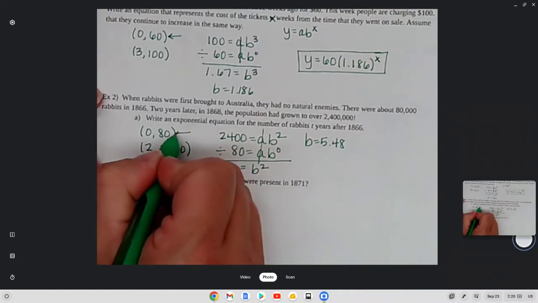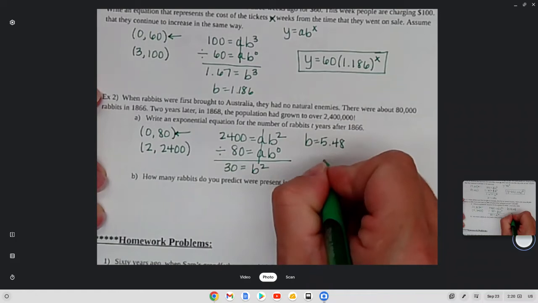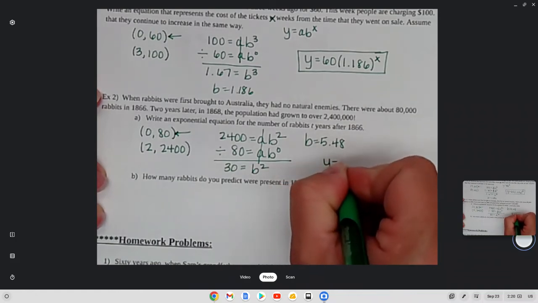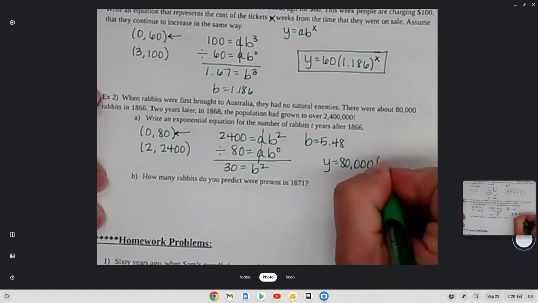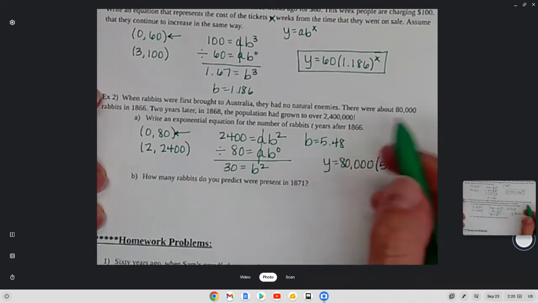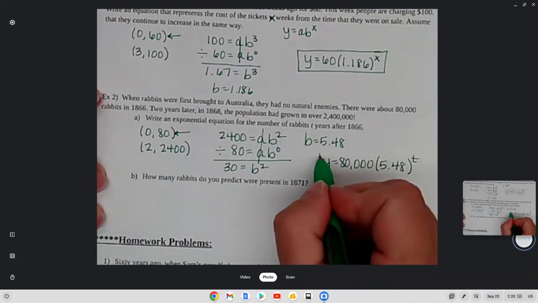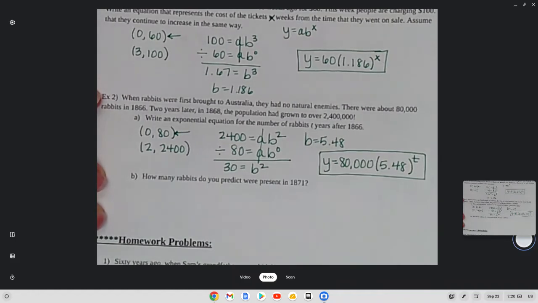Again, we know the A value because we have that 0, like the intercept there. So now when we write our equation, y equals, I'm going to go 80,000. I'm going to put those zeros back in there for my equation. Times 5.48 to the t, and it said t, probably just to represent time, like in years. Okay.